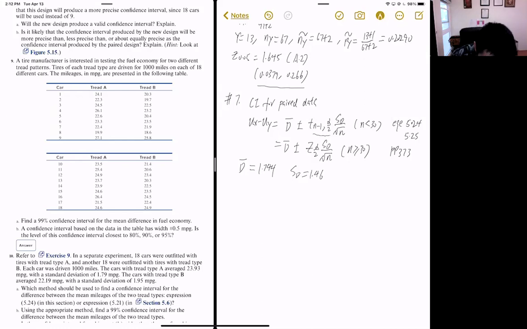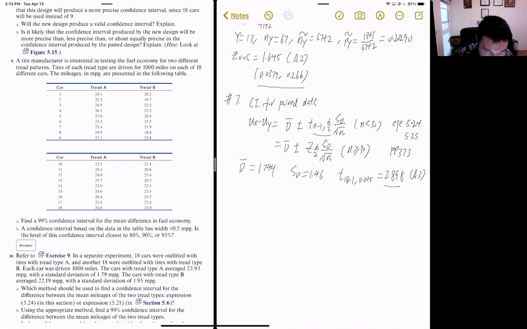For the t-value, n minus 1 is 18 minus 1. For a 99% CI, half alpha will be 0.005, and from table 8.3, the t-value will be 2.898. Make sure you can find that number yourself, so please double check. 2.898.